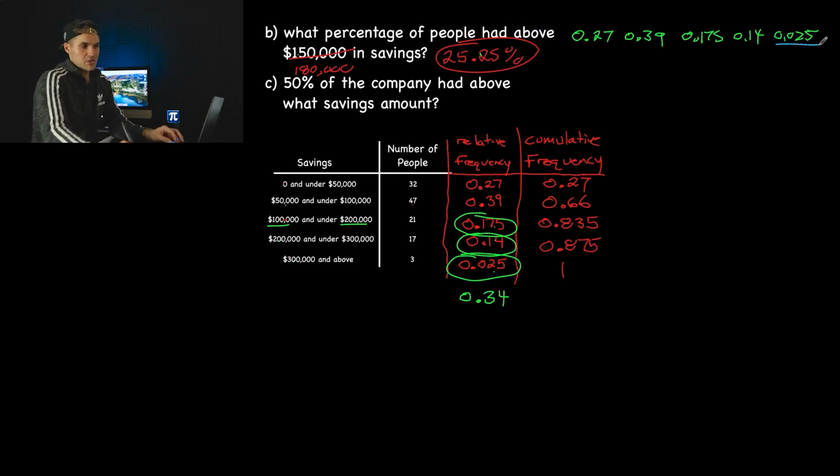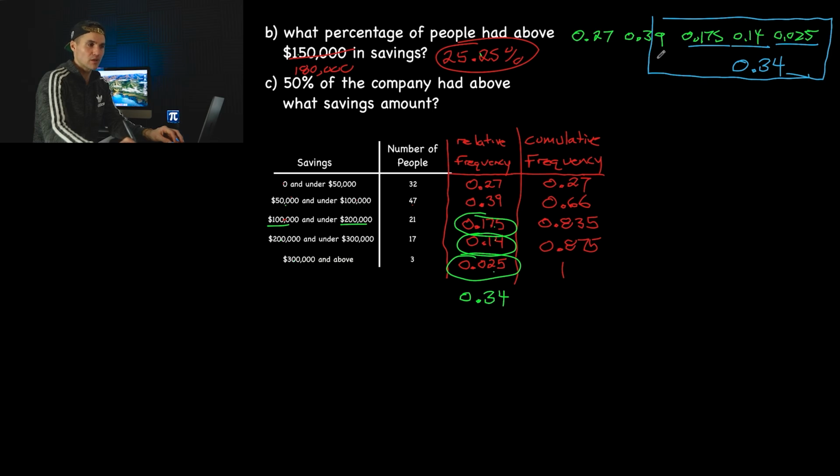So 0.025, 0.14, 0.175, that already gives us right there 0.34. So how much more is remaining for us to get 0.5 as a total over here? Well, we still need 0.16 out of this 0.39. So 0.16 of this 0.39 would give us that 0.5 that we are looking for, right?